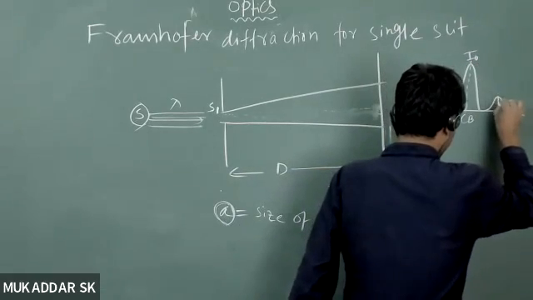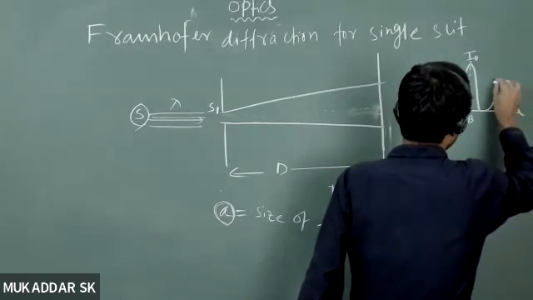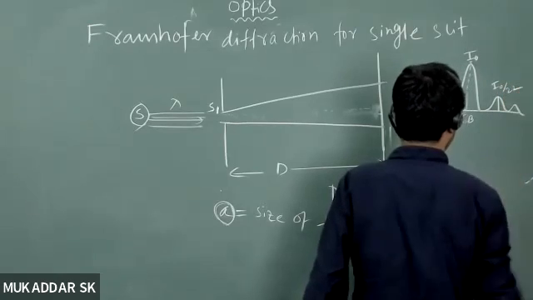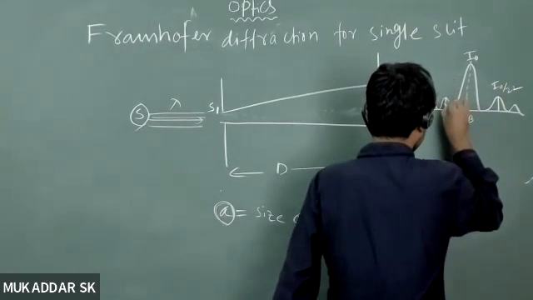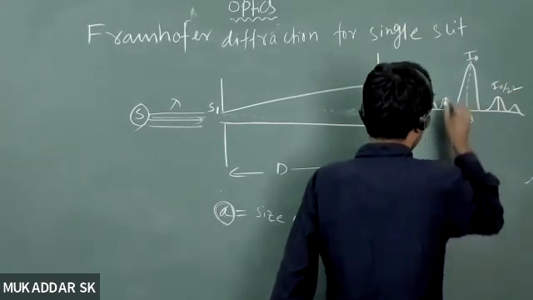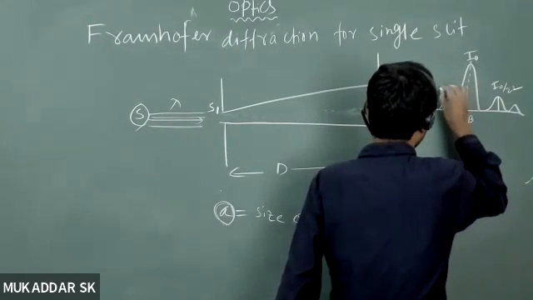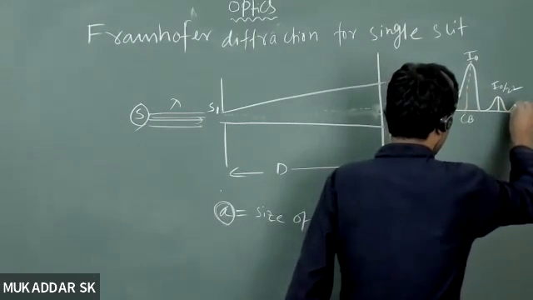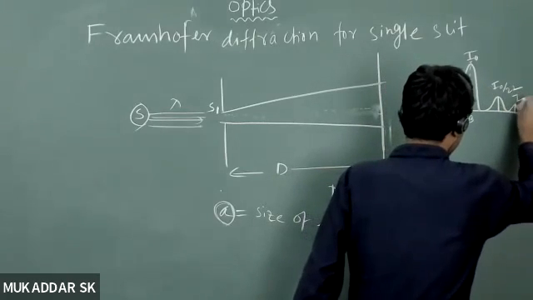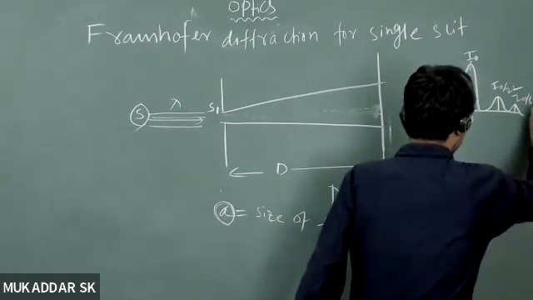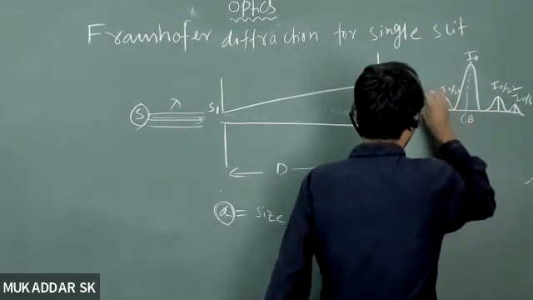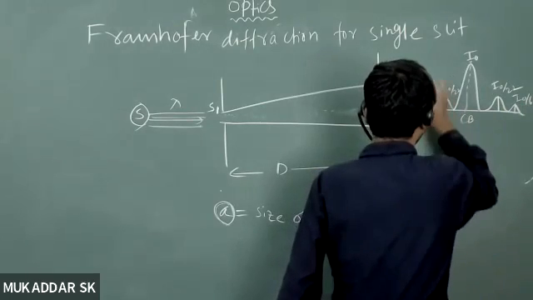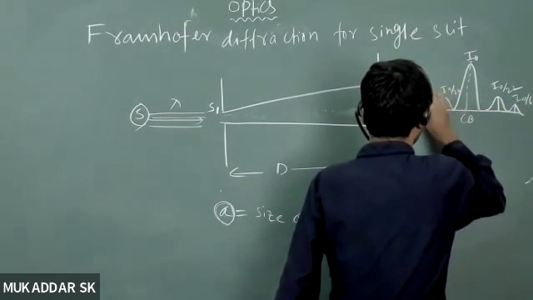This is your first bright. The intensity of this first bright is I naught by 22. This side also is a first bright, with intensity I naught by 22. Then you have the second bright, which is I naught by 66. This is also a second bright, I naught by 66.